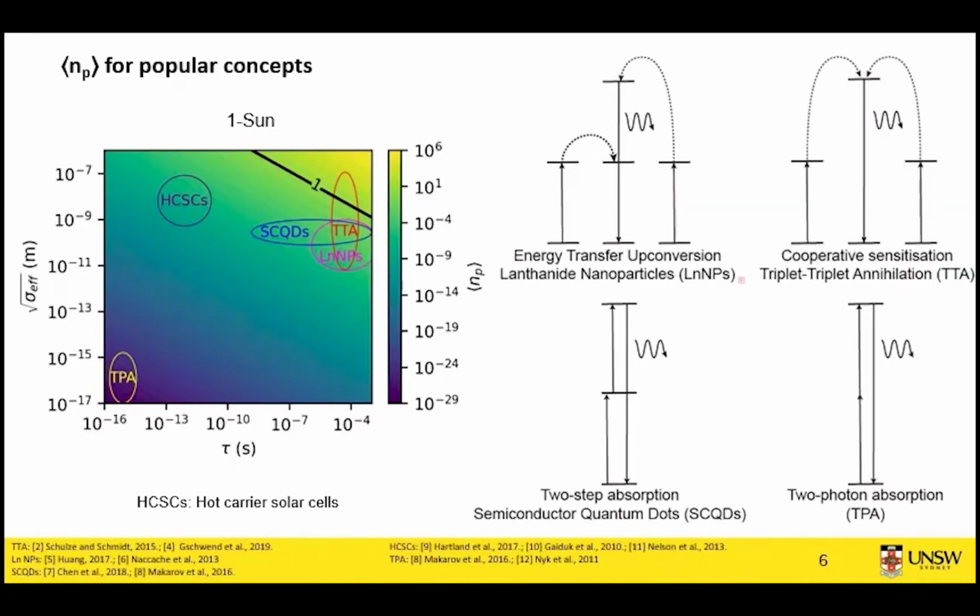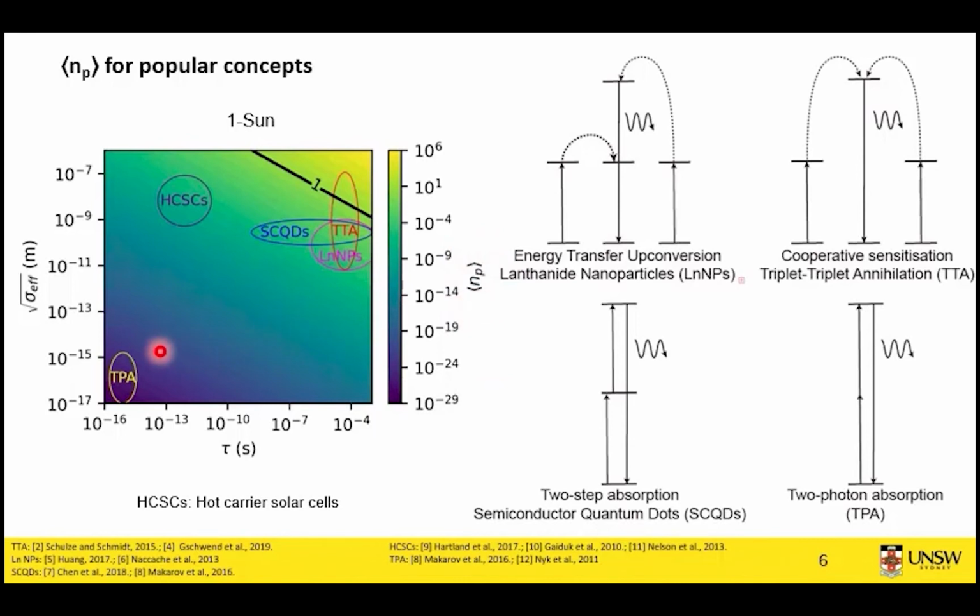We searched through the literature for parameters of popular concepts such as lanthanide-doped upconverting nanoparticles, triplet-triplet annihilation, semiconductor upconverting quantum dots, hot carrier solar cells, and we also take two-photon absorption as an extreme example. On the figure on the right, you can see the different mechanisms associated with the various upconversion schemes. And on the figure on the left, on the y-axis, we have the square root of the effective absorption cross-section, the length scale, and the x-axis is the lifetime, and the color tells you the average NP.